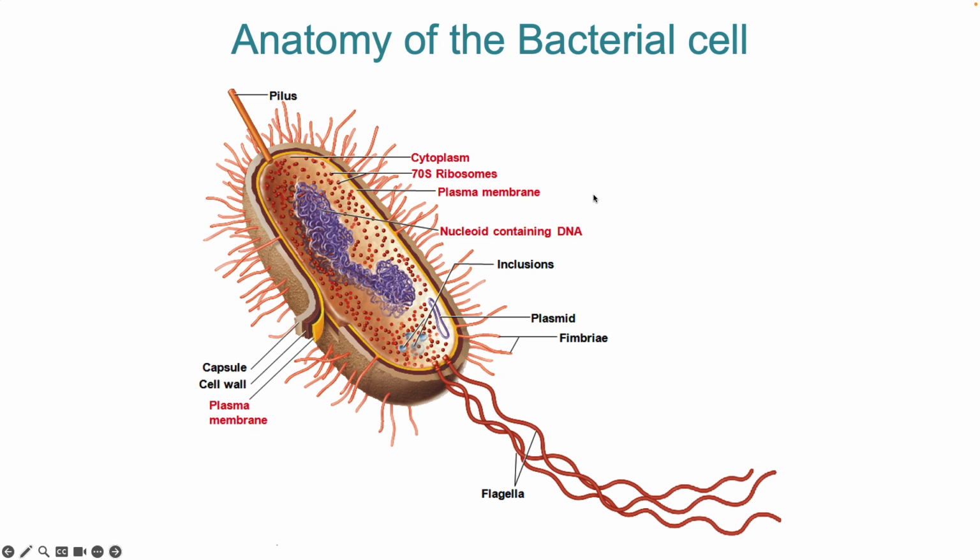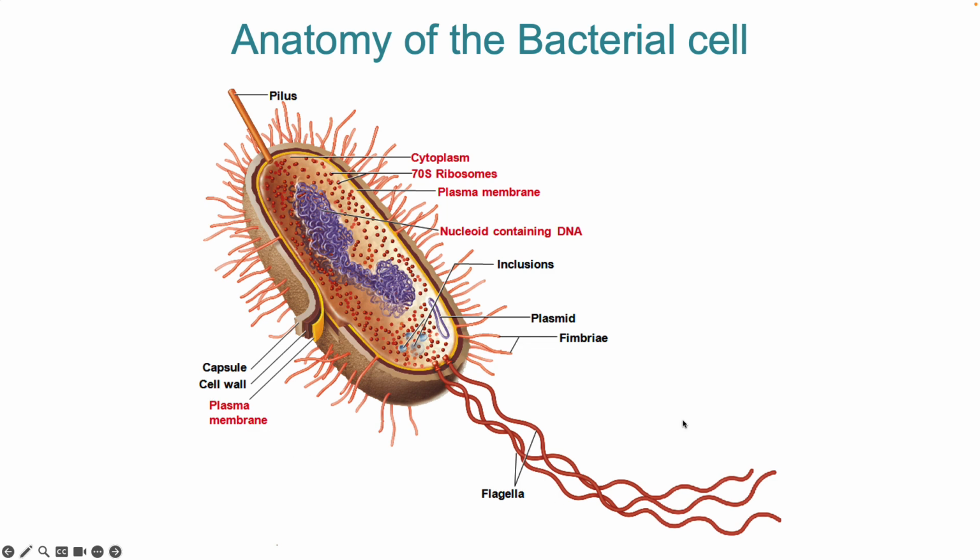And now we can start to talk about the anatomy of a bacterial cell. So this is just a cartoon of a bacterial cell, and it's trying to illustrate as many features as possible. Not every bacterium is going to have all of these features, but every bacterium will have some of them. The features that every bacterium should have are in red. All of the extra features that a cell could have are in black.